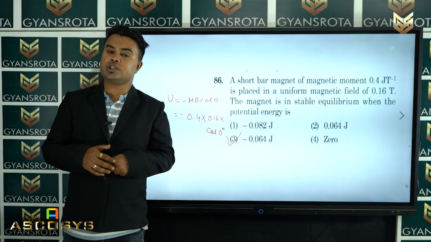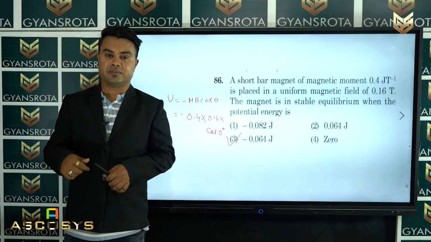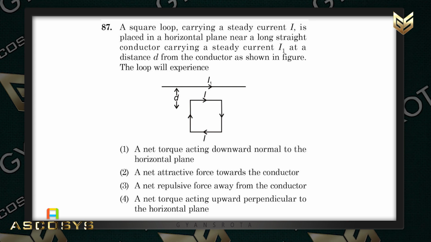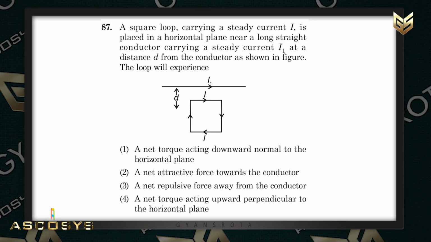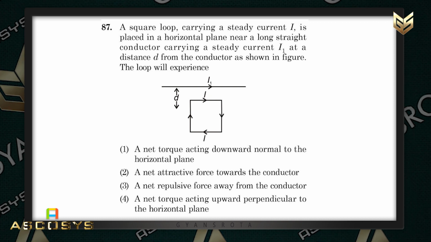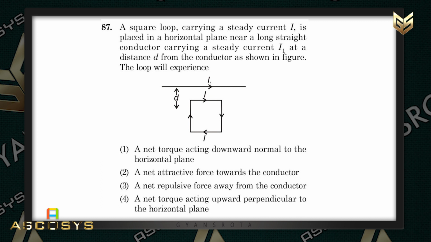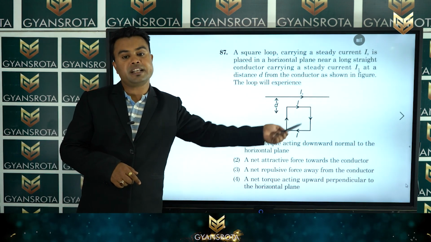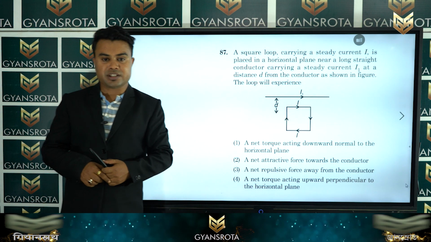Now let us move to the next question, that is question number 87. A square loop carrying a steady current I is placed in a horizontal plane near a long straight conductor carrying a steady current I1, at the distance d from the conductor as shown in the figure. The loop will experience what? So, what will this loop experience when the current is moving in a clockwise direction?